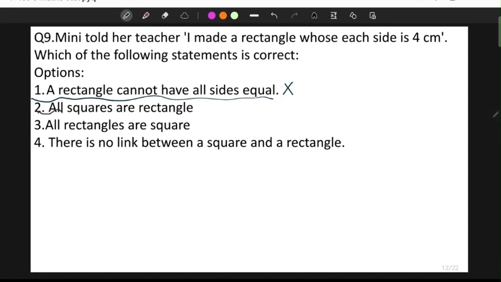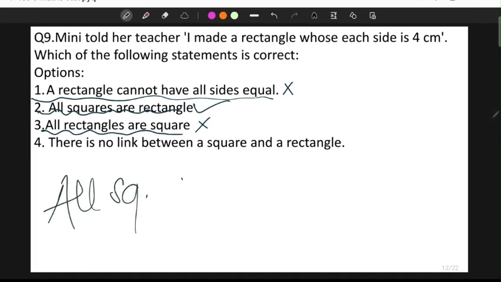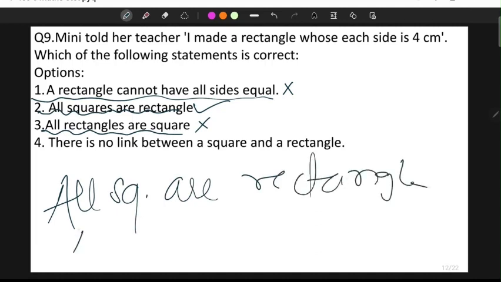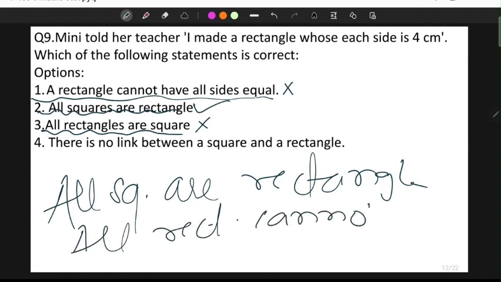All the squares are rectangles. Yes, this is the correct one. All squares are rectangles, but all rectangles cannot be squares. Please make a note of this statement. They have asked this multiple times in previous year question papers: all squares are rectangles actually, but all rectangles cannot be squares.